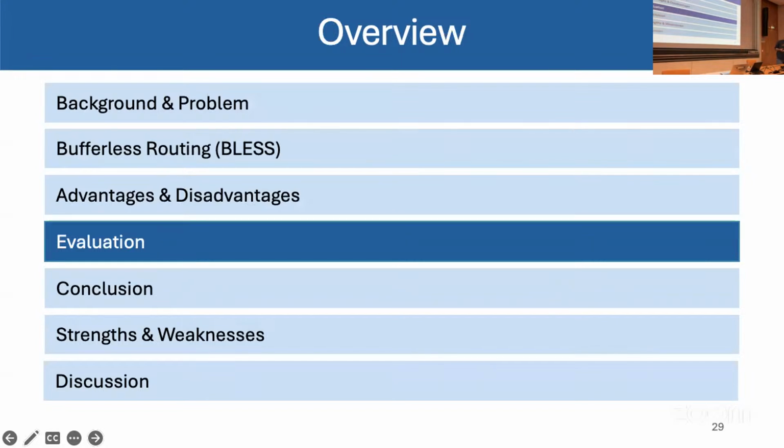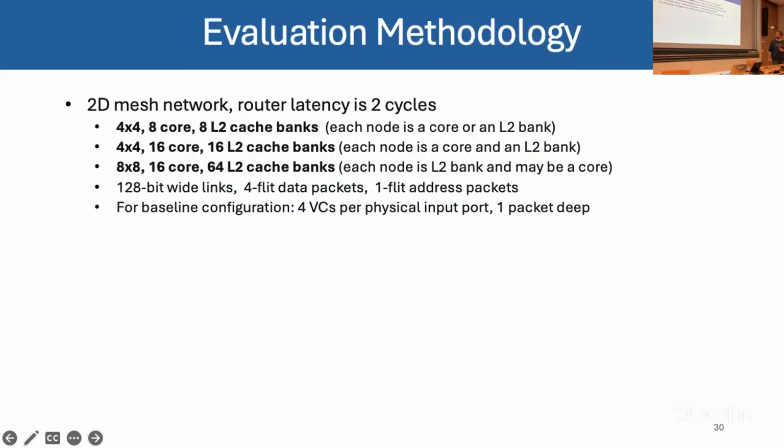Let's take a look at the experimental evaluation. They use 3 different network configurations. All of them are 2D meshes. The first 2 use 16 nodes, and the second one is quite dense because each node is a core and an L2 bank. Additionally, we use a network configuration with 64 nodes. Then we have 128-bit wide links, and for the base configuration 4 virtual channels.